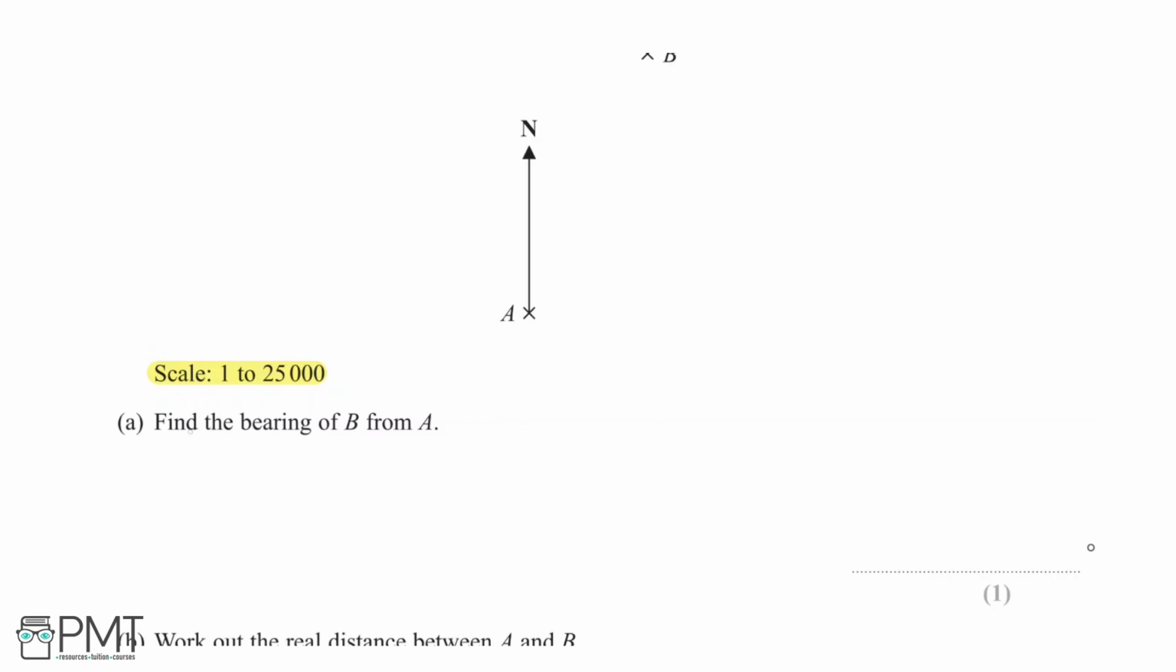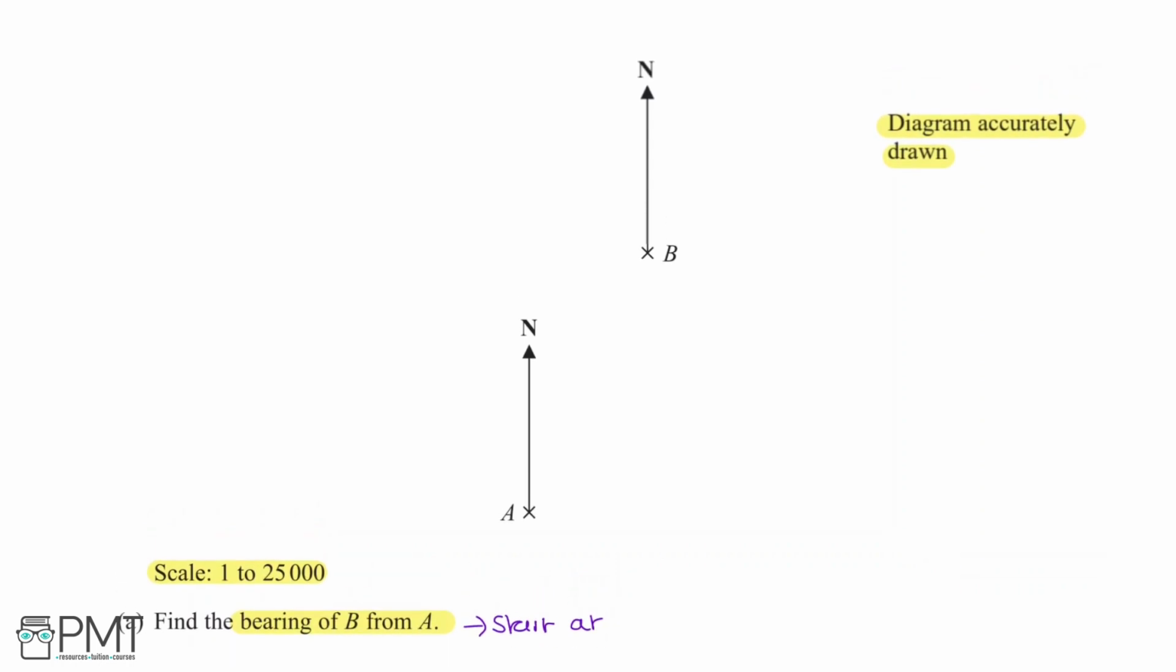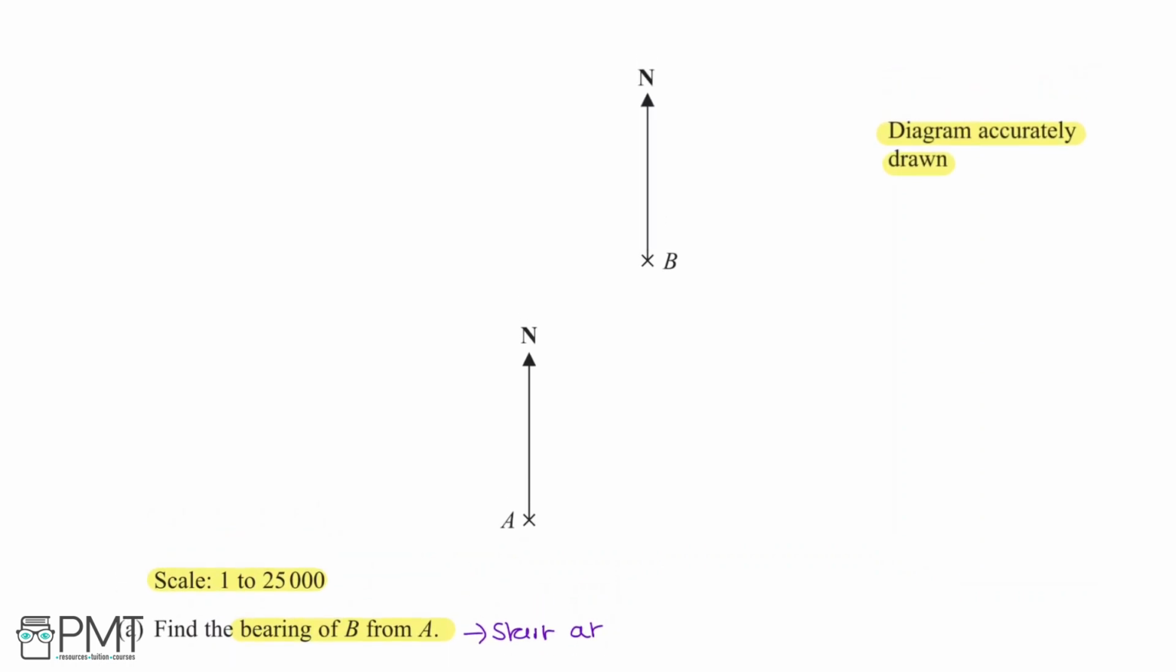Part A has asked us to find the bearing of B from A for 1 mark. So what this means is we are going to start at A and go to B. What I'm going to do quickly is draw a very quick line connecting A and B, something like this. Obviously you want to draw this with a ruler in the exam.